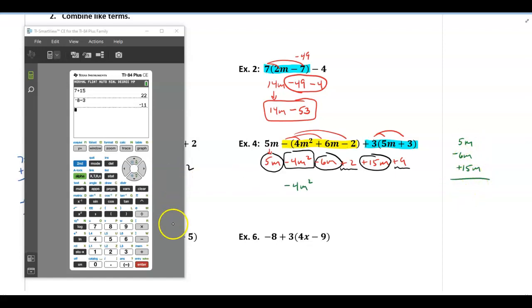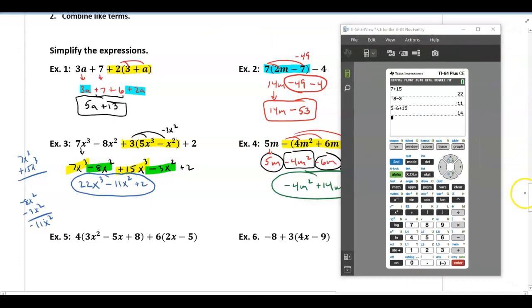If you're bad at adding, right, just go to your calculator. 5 minus 6 plus 15, that gives you 14. So I know all of this adds up to 14m. Since it's positive, I add it. And then 2 plus 9 is 11. Okay? So don't be scared to use the calculator to multiply the coefficients and to add or subtract the coefficients.